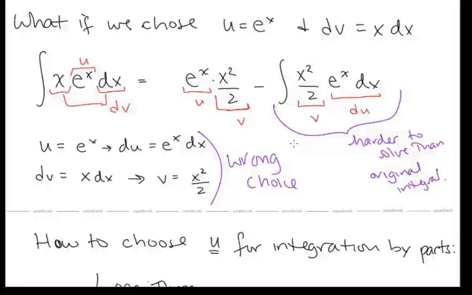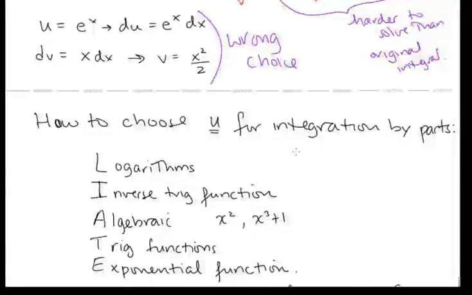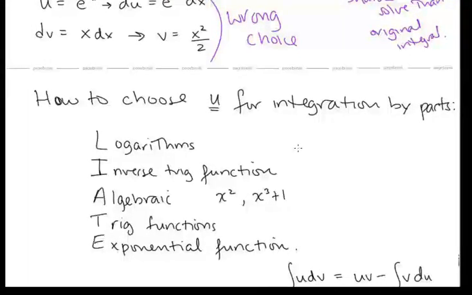Now I know what you're going to say: well, how do I know how to choose? There's actually a mnemonic to help you remember how you should choose your u. The first thing you want to look out for is logs. If you see any logs, you want to choose that factor for u. If not, look for inverse trig functions. That's going to be u. If not, how about something algebraic like x squared, x to the third plus 1, radical x, something like that. Then trig functions, then exponential functions.